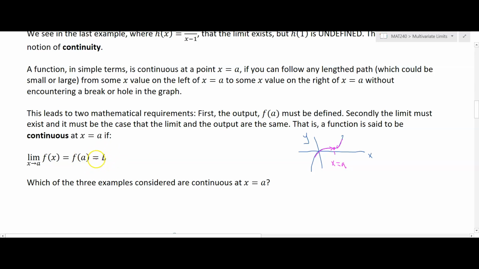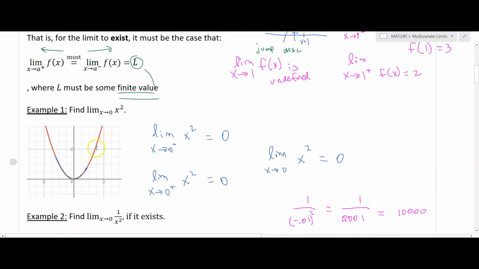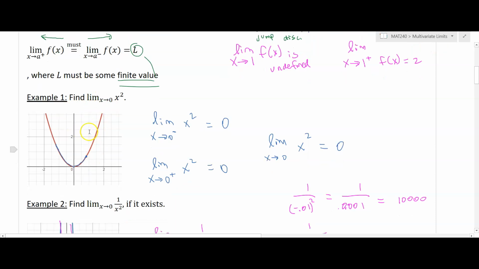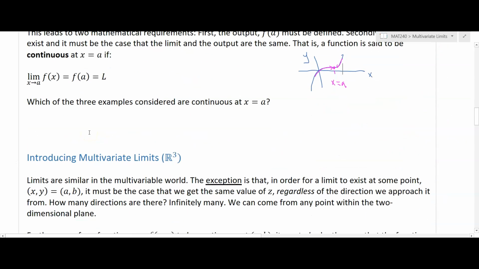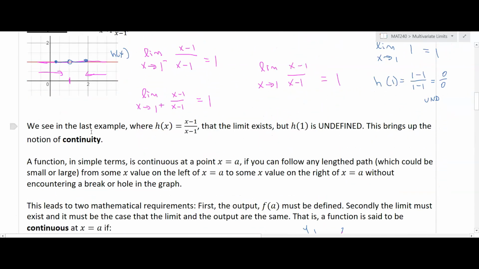It can't be infinite. Which of the three examples considered are continuous at x equals a? So if we look at example 1, well, first of all, you have to have the same limits, which we do. But also now we would need to check for this function, f of x equals x squared, we would want to, scroll down a little too far there.